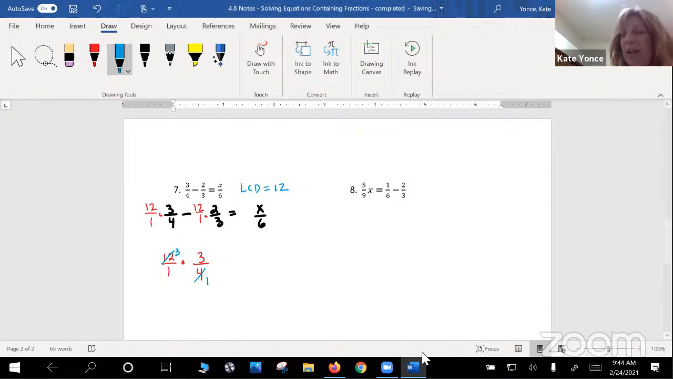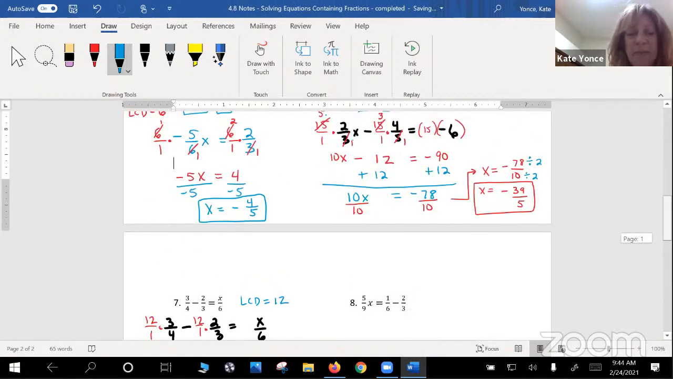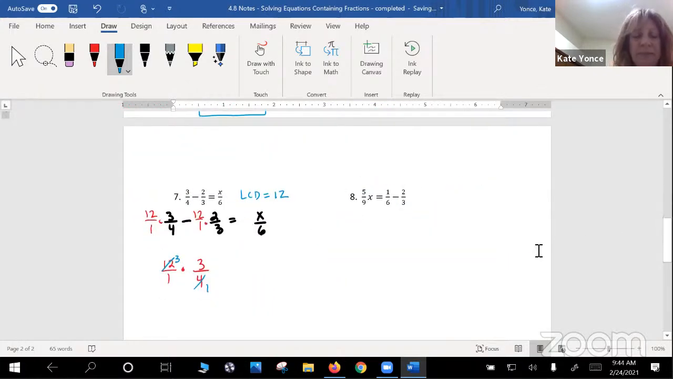Have you been with us, Patches, or are you preoccupied? Still kind of confused on the part after the cross cancel. I'm still kind of blurry there. So for the other one, the 2/3, the 3 would become a 1 then, right? And then the 12 would become a 4. Exactly.